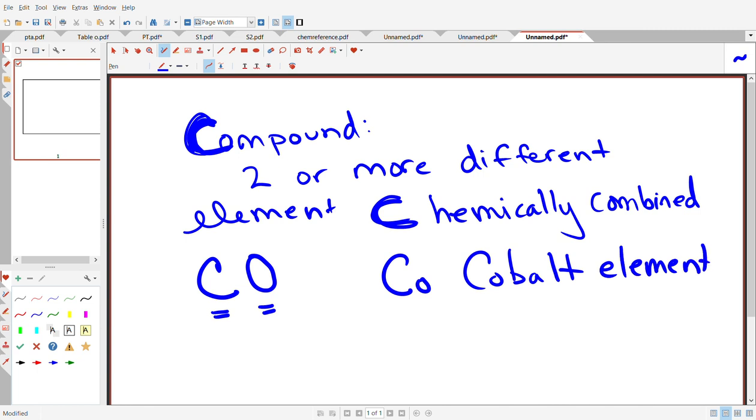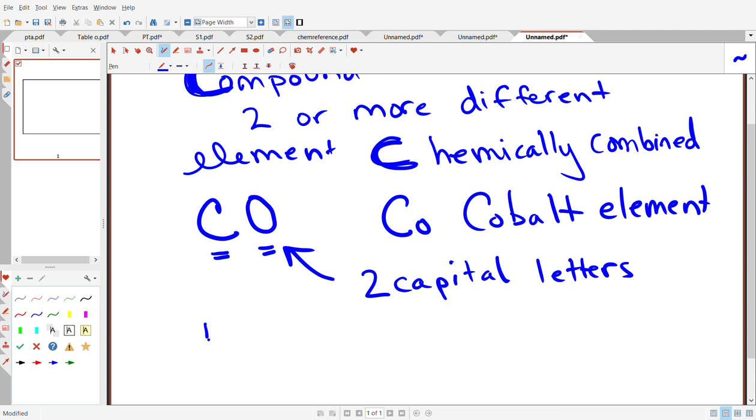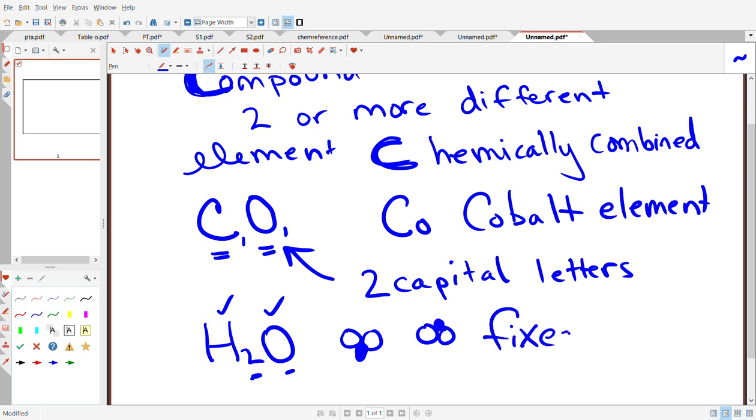This one's a compound because you see two capital letters. It doesn't just have to be two capital letters. It could, and that's a 1-to-1 ratio. You don't have to put the 1 in, but H2O is water. That's a compound. There's two capital letters, but there's two H's and one O. And that's very important. In order to have water, there's always two H's and one O. So that's a fixed ratio or fixed proportion. And again, those are keywords that they ask on the New York State Regents.